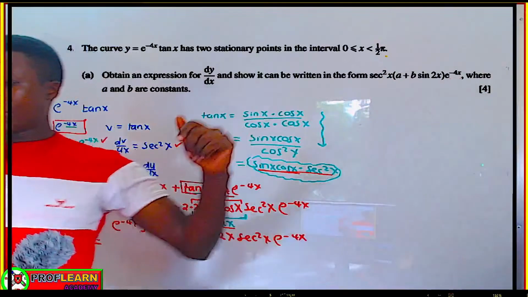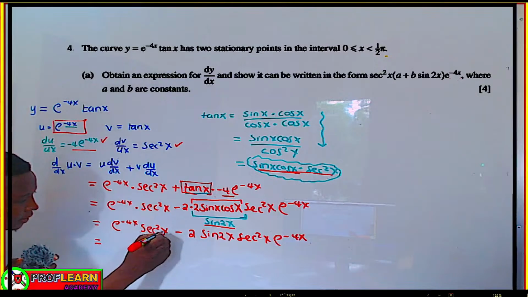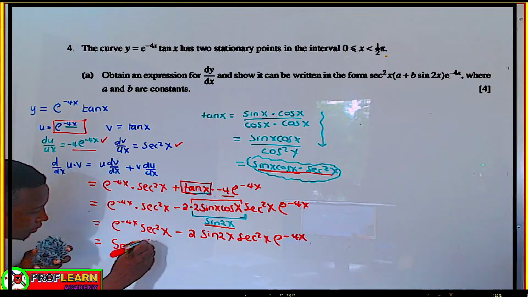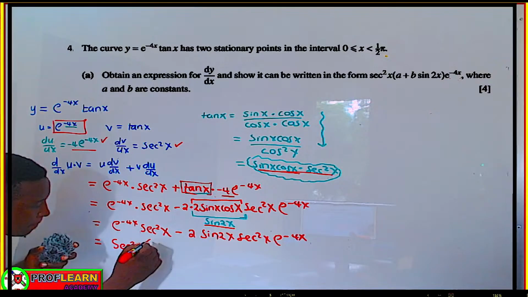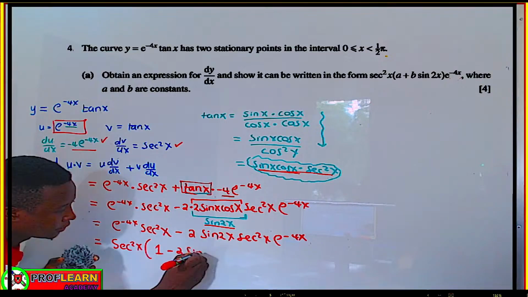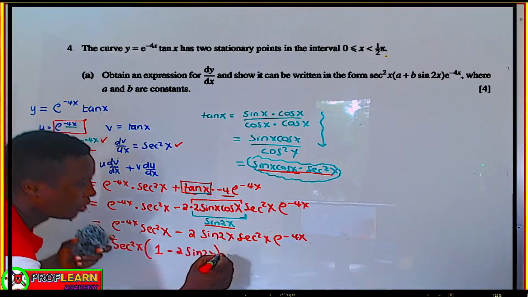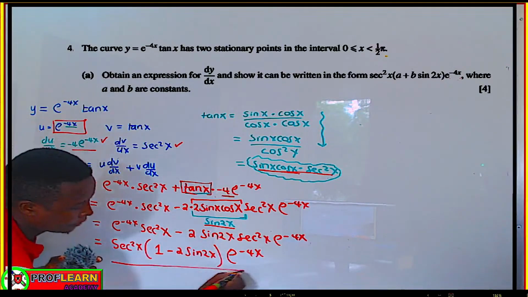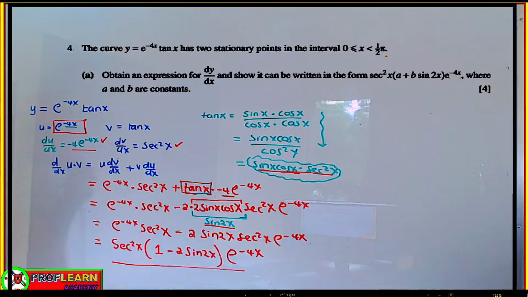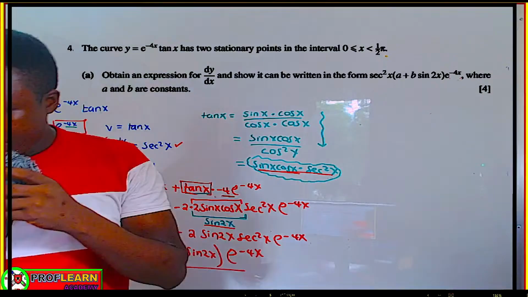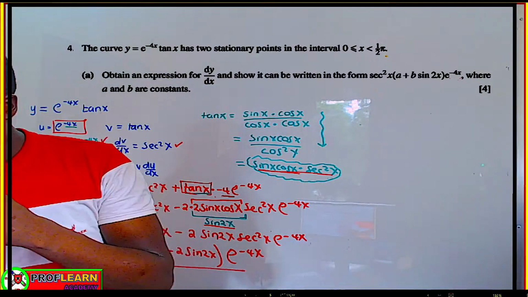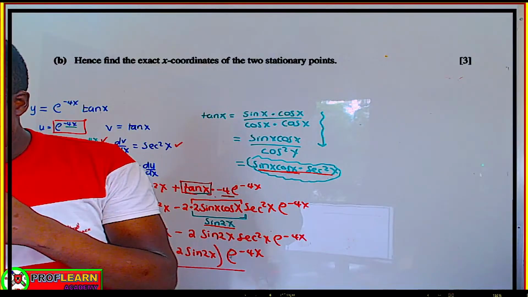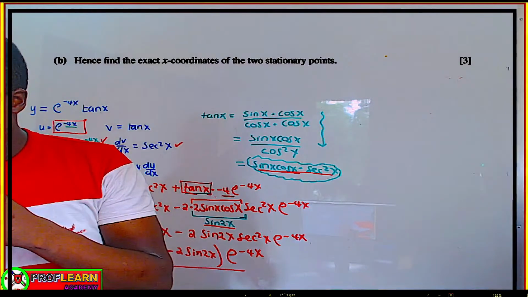And then we can factor out sec squared x. This is going to be sec squared x into bracket 1 minus 2 sine 2x, because on the other side I'm going to factor out exponent negative 4x, and that is the form that we are supposed to give our answer in. Now at this given point we need to go straight to the next question, where we are supposed to find the stationary point.